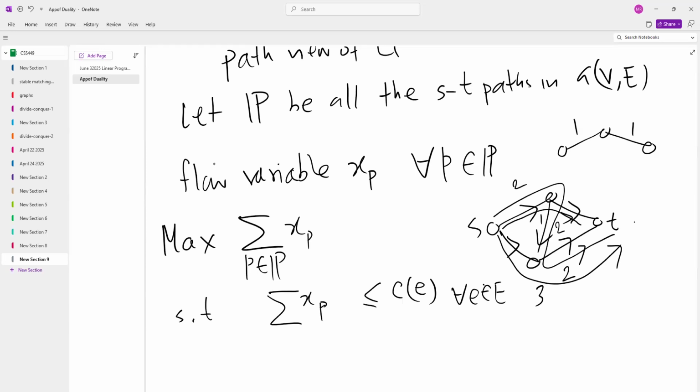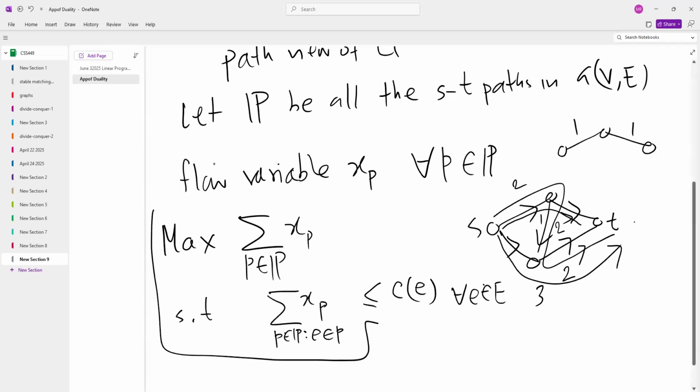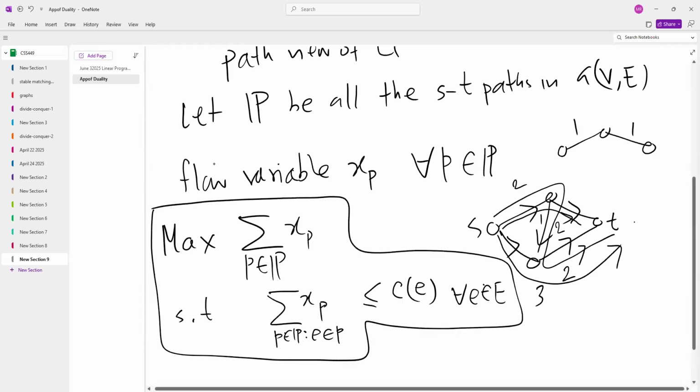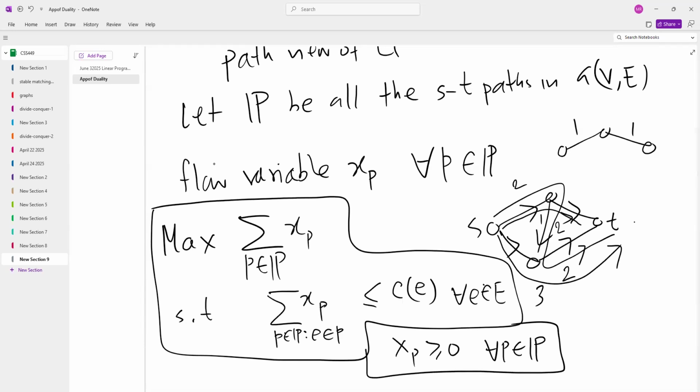This is going to be, we're going to sum up over P, all the P's in here, such that the edge E is on the path P. Okay, that's how I write it. Now this is my linear program. And then we also need that these x_P are going to be positive for all the paths. Okay, but now this is my LP, and this looks simpler than the edge-based LP.